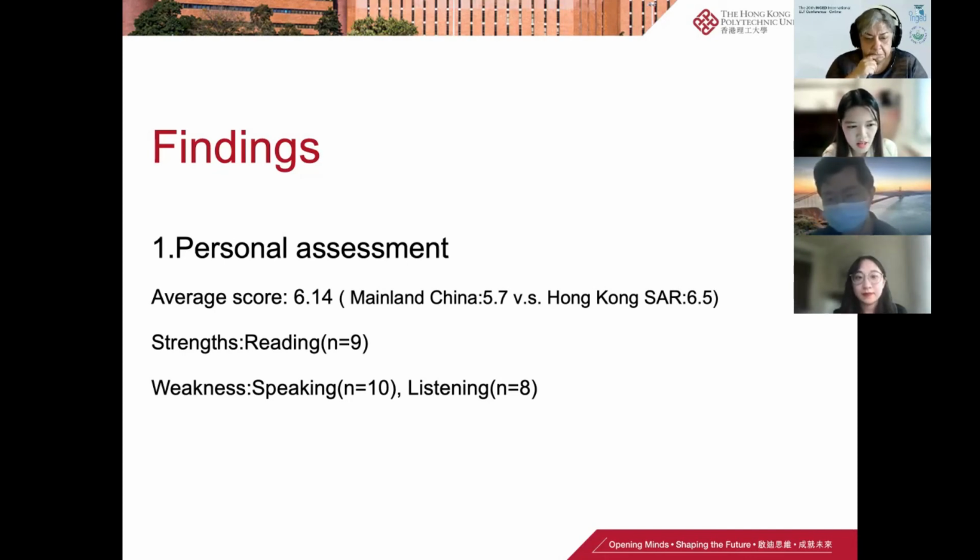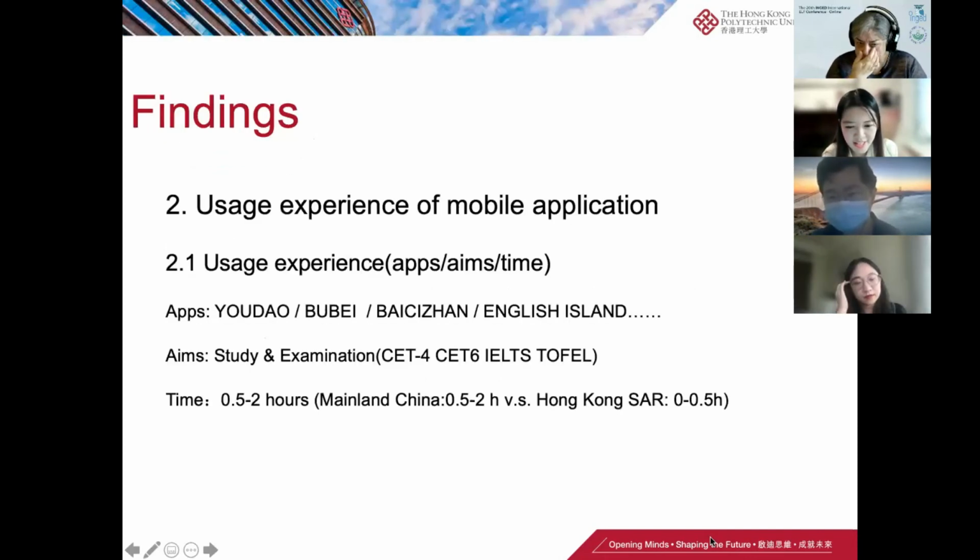The second research question is about the usage experience of mobile applications and four subthemes were included. In the first subtheme, interviewees share all kinds of applications they use in learning English. They mostly use apps for study and examinations. Especially interviewees from mainland China spend more time on apps for learning because they should finish homework or exercises using apps which they were required to use by their teachers. Next.